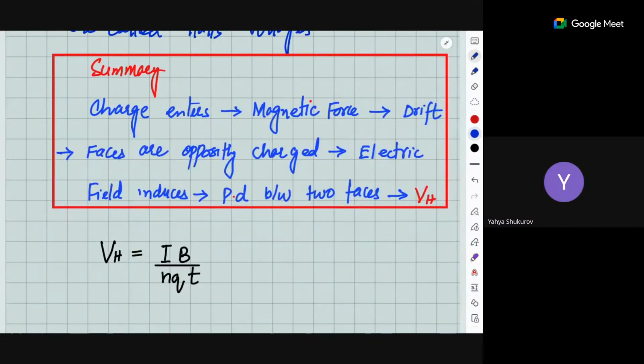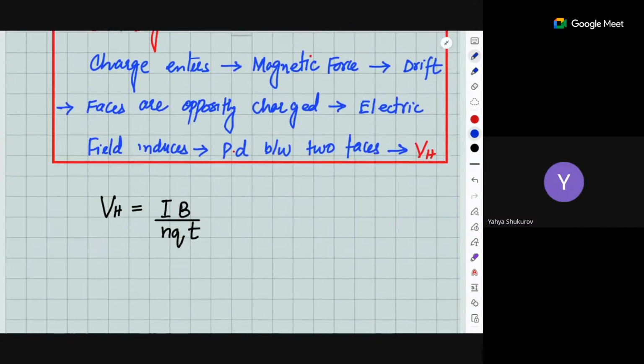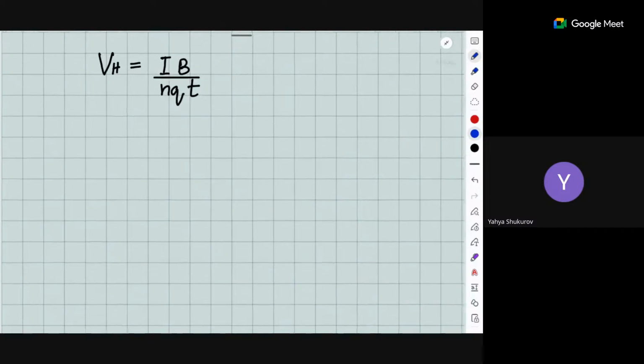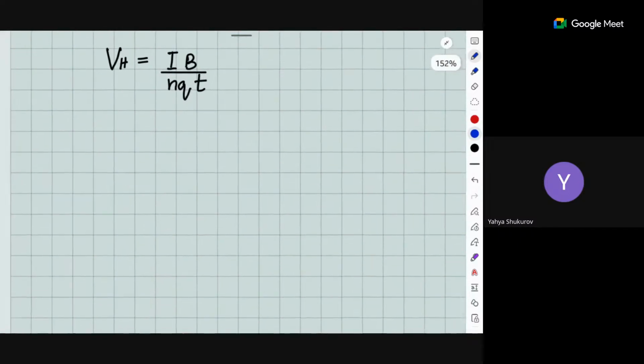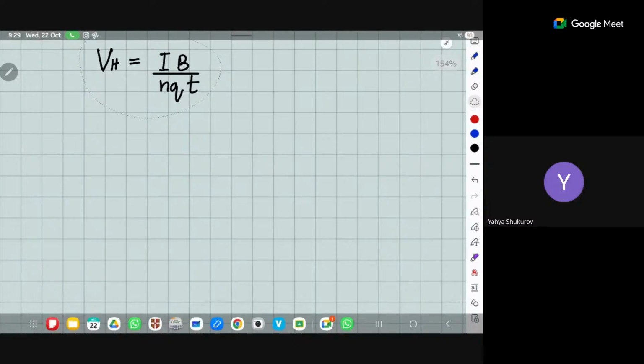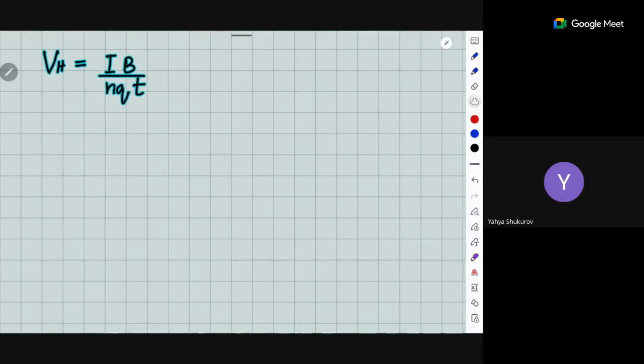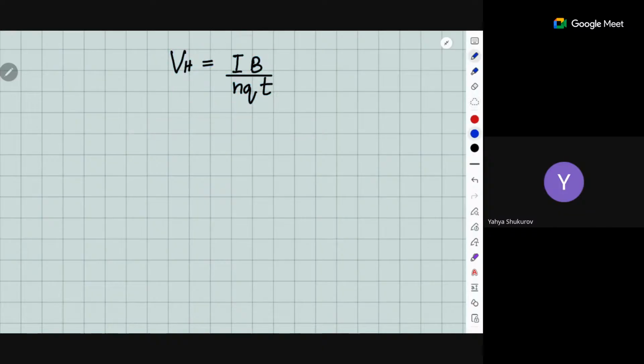That is the summary. Today I was about to tell you how to derive this Hall voltage. So are you ready? As I told you, the equation of the Hall voltage is VH equals IB divided by NQT. Here VH is the Hall voltage, I is the current in the slice, B is the magnetic flux density, N is the number density, Q is the charge of one charge carrier, and T is the thickness of the slice.